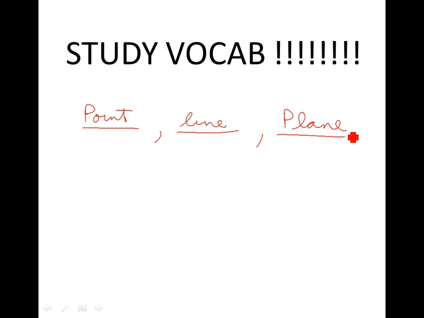Now, which one actually fits number 10? It says a blank is a flat surface made up of points that has no depth and extends indefinitely in all directions. Plane. A plane is a flat surface that extends in all directions forever and ever. Found it.